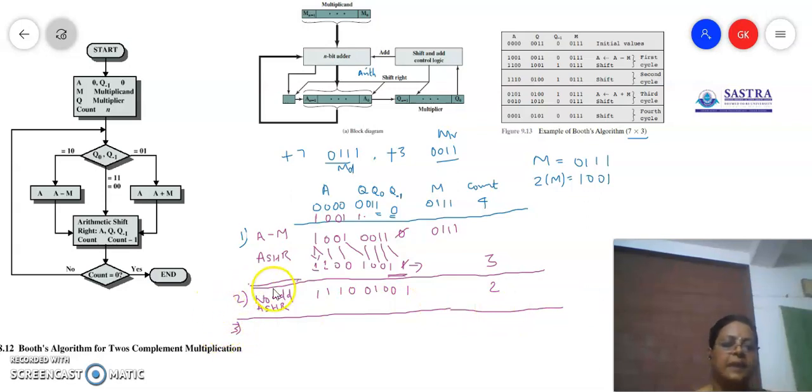So in the third step, again what do we have to do? You have to examine Q naught and Q minus 1. So now examine Q naught and Q minus 1. It is 0 1. So trace the loop. If it is 0 1, what do we have to do? Add. So here A equals A plus M. So here we have to do A plus M. Okay, so what is M here? 0 1 1 1. It's only addition. So below this A, you write the M as such. If it is subtract, you have to write 2's complement. If it is addition, you have to write M as such.